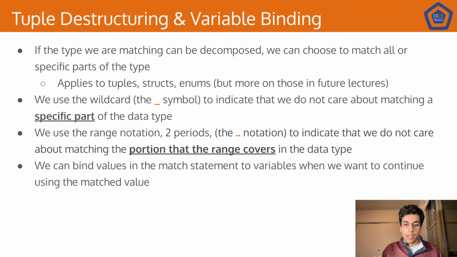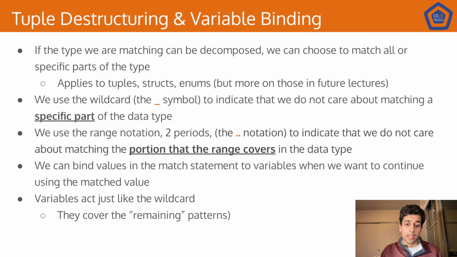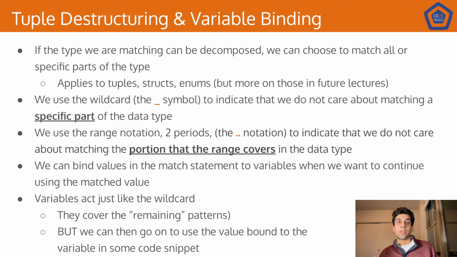Okay. And so we can bind values in the match statement to variables when we want to continue using the match value. So these act similar to the wildcard, except we're indicating that we do care about that particular part of the data type, and we want to bind it to a variable that we can use in the future. So variables act just like the wildcard. They cover the remaining patterns, but we can then go on to use the value bound to the variable in some code snippet.